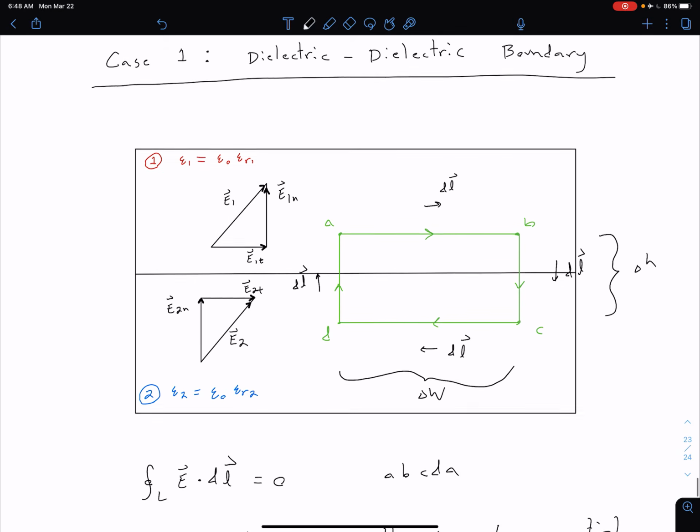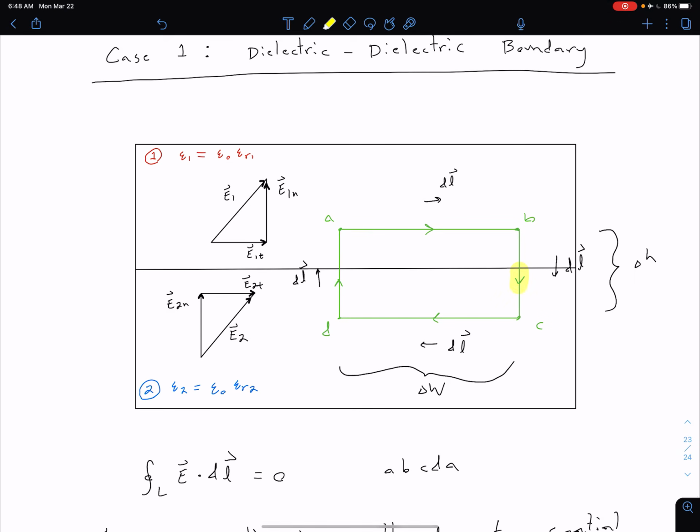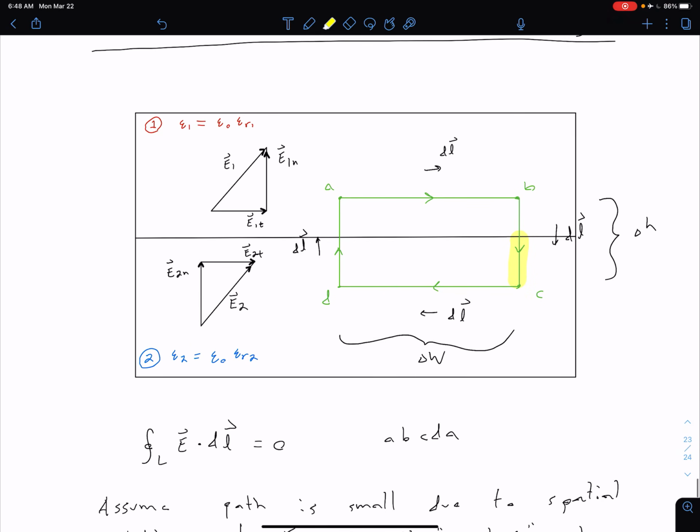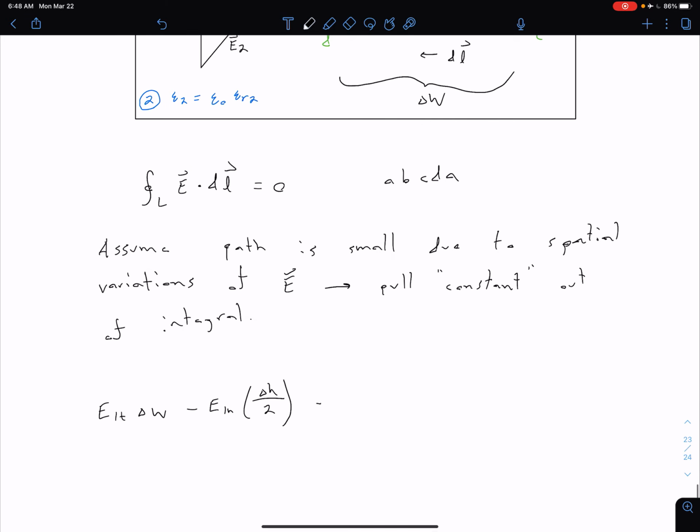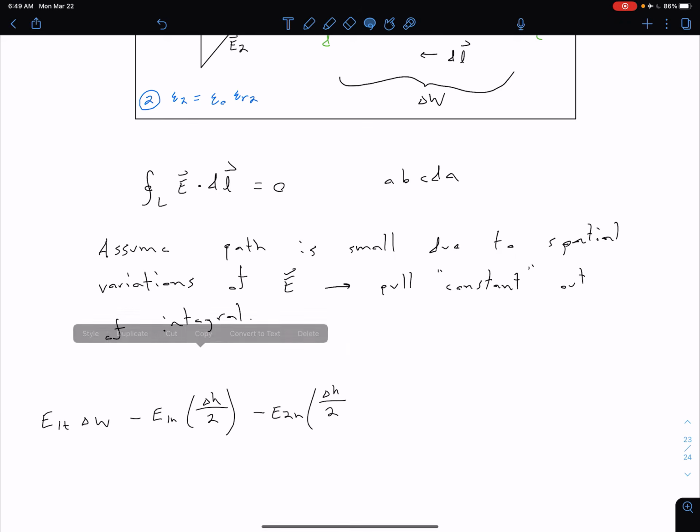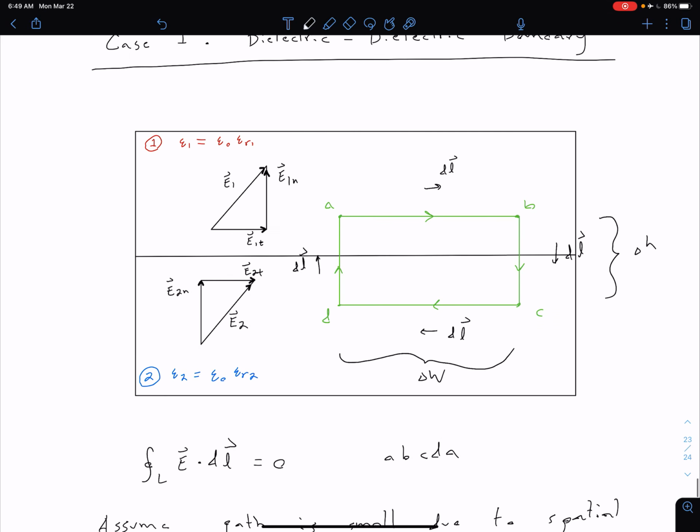So similar idea here. Now in this area, we're going to consider our E2 normal. It's in the opposite direction of our DL, so we're going to have a negative sign as well. We're still considering that E2 normal to essentially be constant along that path, so we pull it out of the integral, and we're going to end up with minus E2 normal times delta H over 2. So let me go ahead and move this over a little bit so I have enough space. Okay, so now we're just continuing along this path.